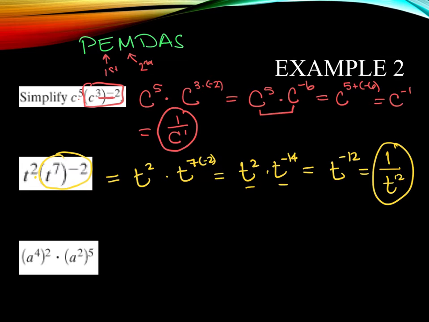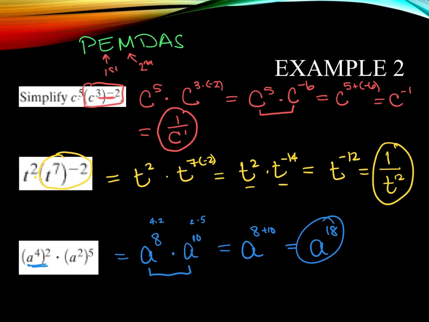Now for the last part, I have a to the 4th, and we're going to square that. Then I'm going to multiply that by a squared to the 5th power. So I'm going to take this one part at a time. a to the 4th squared is really a to the 8th power, because this is really 4 times 2. And then I'm going to multiply that by a to the 10th, because this is really 2 times 5. Now, because I have two powers being multiplied with the same base, I'm going to add their exponents. So this becomes a to the 8 plus 10, or a to the 18th power.